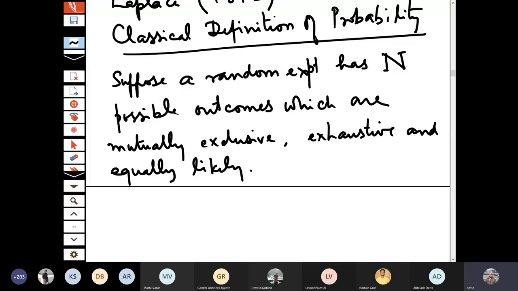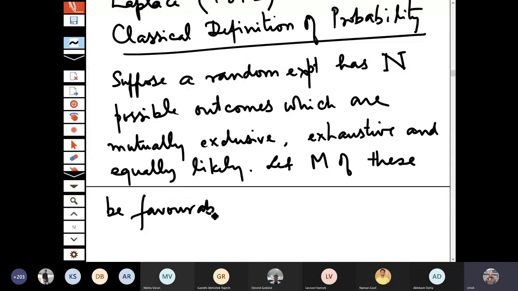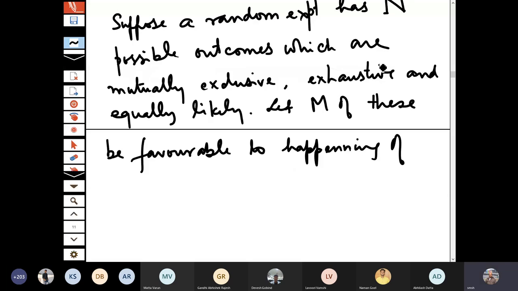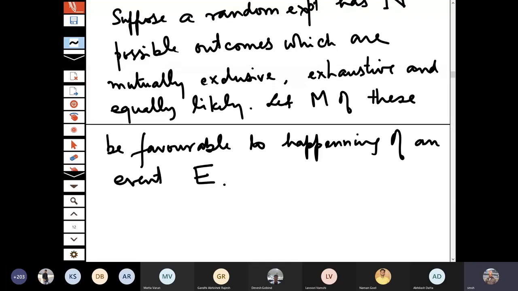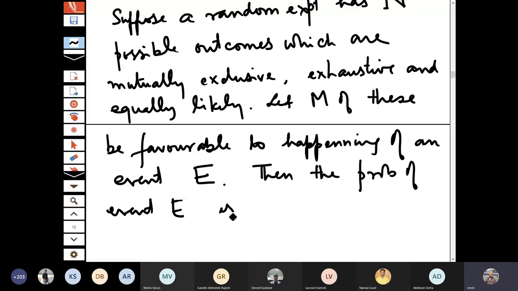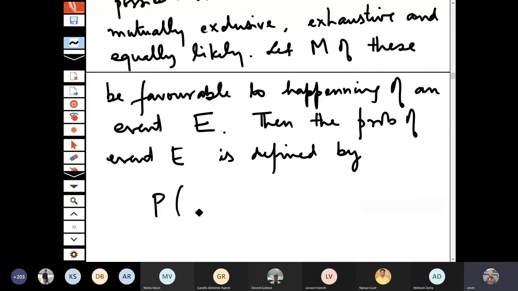So if there is an event E, let m of these be favorable to the happening of the event E, then the probability of event E is defined by m by n.